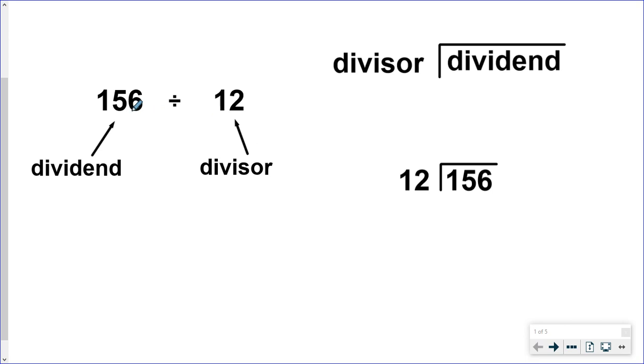So if I scroll down a little bit here, you should see that I took the 156 divided by 12, and I put it in that regular division box form that you're probably used to. Like I said before, the dividend always goes in the box, so the 156 is going to go inside the box. The 12, which is the divisor, is the one that's going to go outside the box.